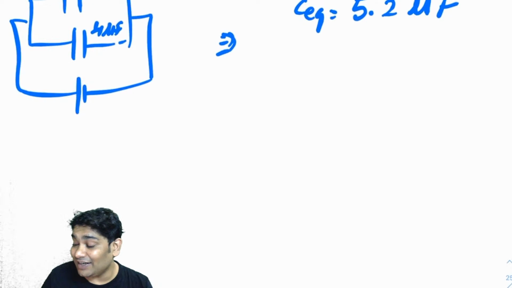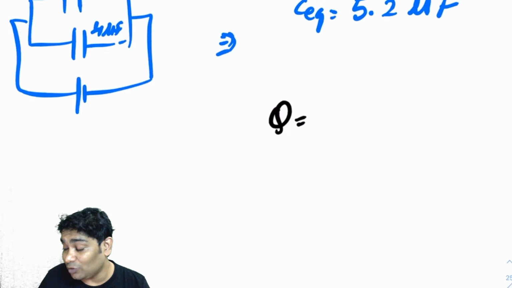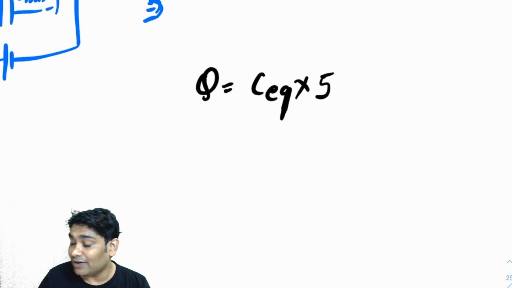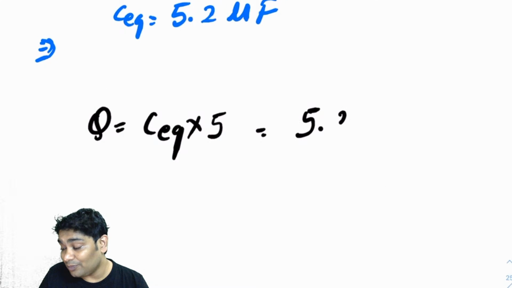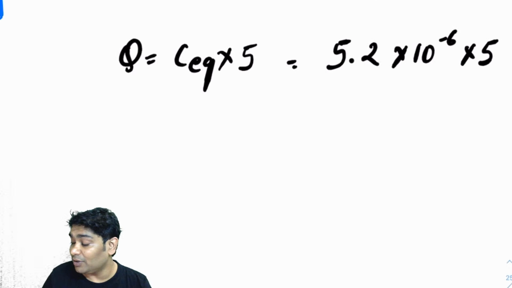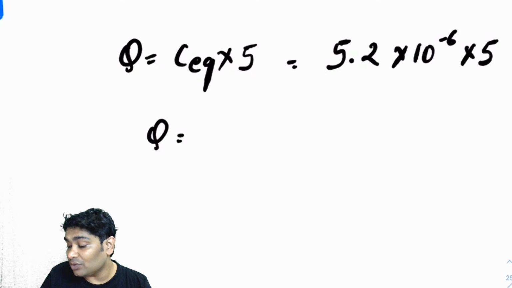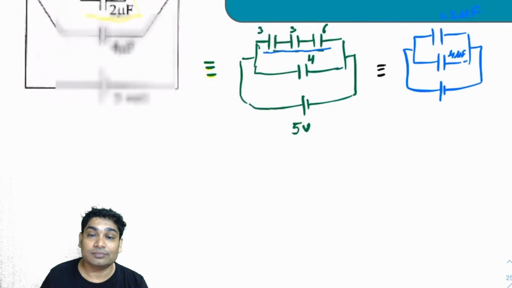Once I know the C equivalent, I know the Q, which is what I was asked to find. Q would be equal to C equivalent times 5. Alright, so the answer is very, very simple. C equivalent is 5.2 into 10 to the power minus 6 and into V is 5, so this will be 26. So Q equals 26 microcoulomb. That is the answer that I was looking for.